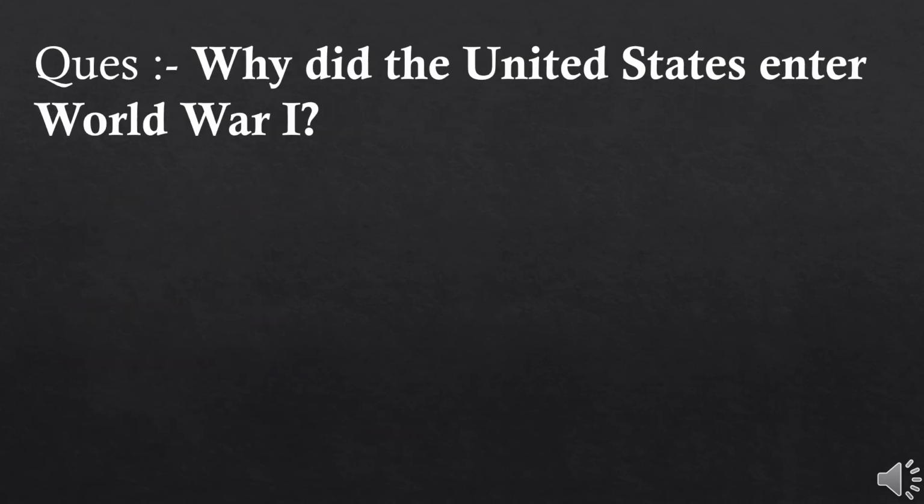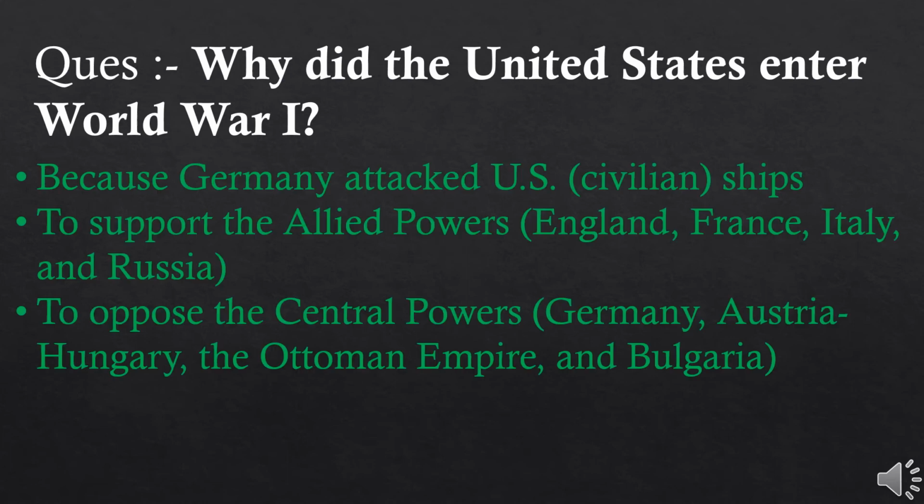Question 101. Why did the United States enter World War I? Because Germany attacked U.S. civilian ships. To support the Allied powers, England, France, Italy, and Russia. To oppose the Central Powers, Germany, Austria-Hungary, the Ottoman Empire, and Bulgaria.